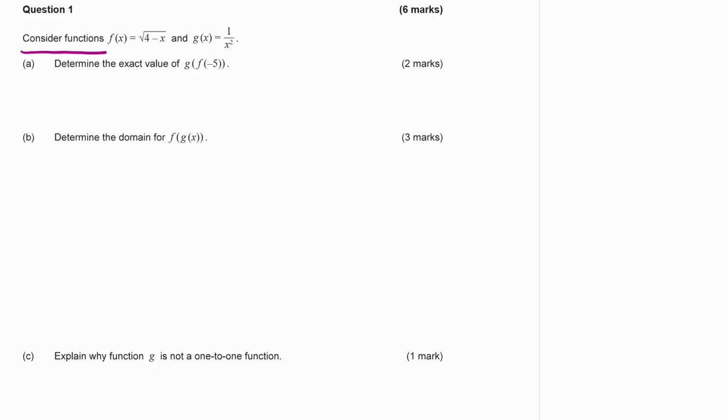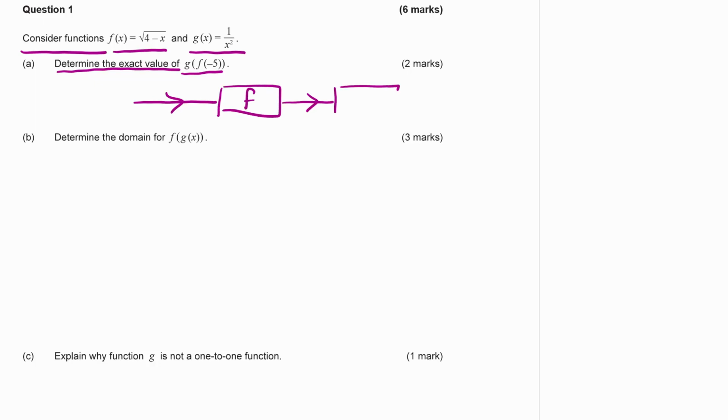Consider functions f of x is the square root of 4 minus x, and g of x is 1 over x squared. We want to determine the exact value of g of f of negative 5. G of f means that the function f is done first, followed by g. And we have negative 5 going in at this end.